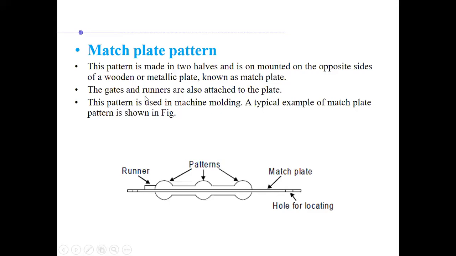The gates and runners are also attached to the plate, right? As you can see, this pattern is used in machine molding, a typical example as shown in the figure. As obvious, also locating. So another significant feature is the runner is also included. Gates and runners are also included with this. It comes integrated with the plate, this match plate.